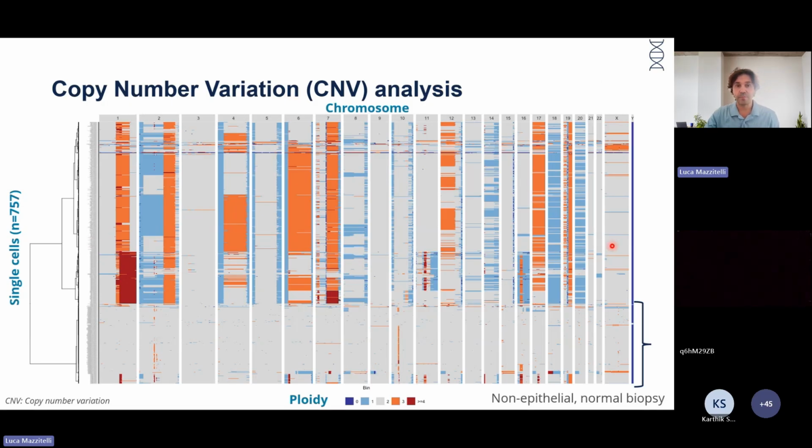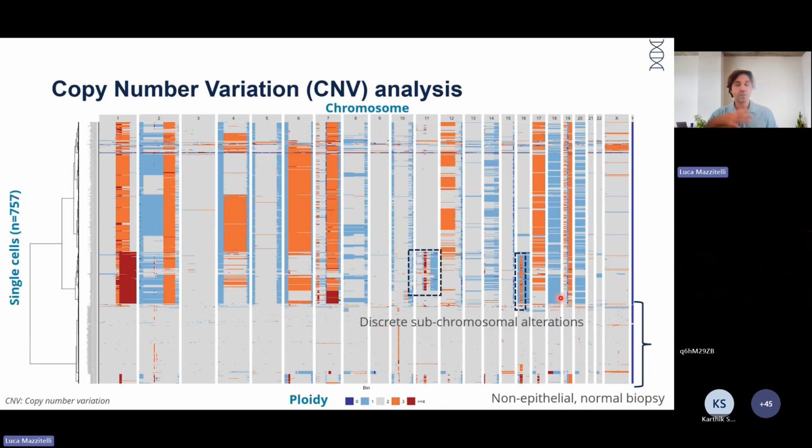So on the bottom part, you can notice the normal epithelial cells with a normal ploidy, while on the top you can already see the different cells. Those are the cancer cells that have different ploidy. And also we were able to identify a few cells that had some discrete subchromosomal alterations. So this is just an approach with a shallow sequence.